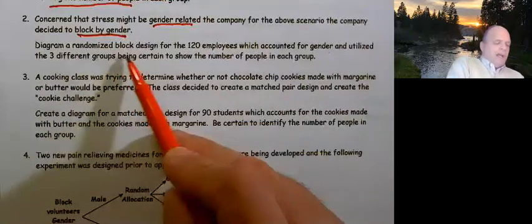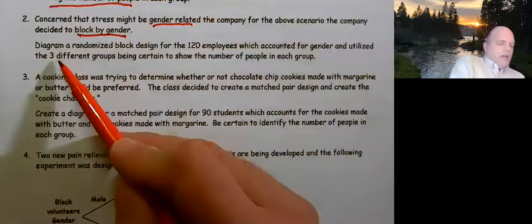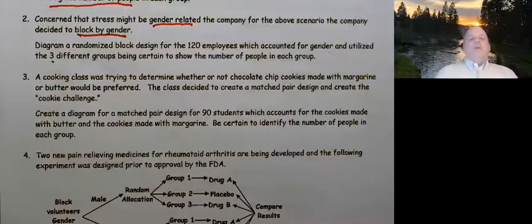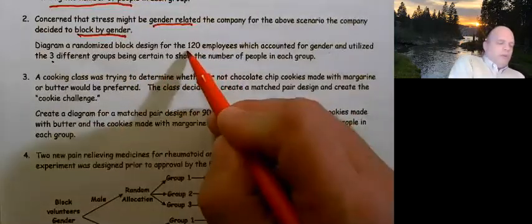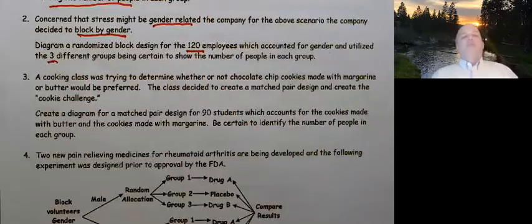Diagram a randomized block design for the 120 employees, which accounted for gender, and utilize the three different groups, being certain to show the number of people in each group. So once again, we're still starting with 120. We're going to have three different groups. They're going to receive yoga, Tai Chi, and none, just like we had above.